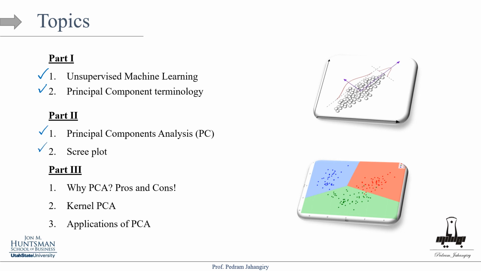And finally, in part 3, we will say why we should go beyond principal component, the linear PCA. What are the advantages and disadvantages? And that's where we are going to talk about Kernel PCA and the concept of kernel. And finally, we're going to wrap up this section by talking about the applications of PCA.